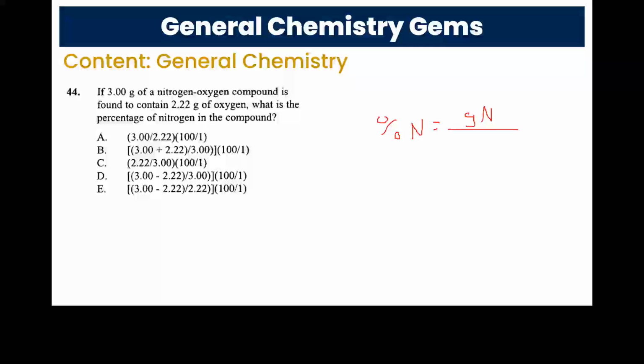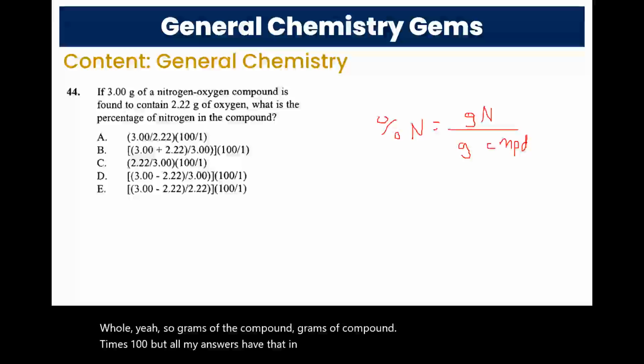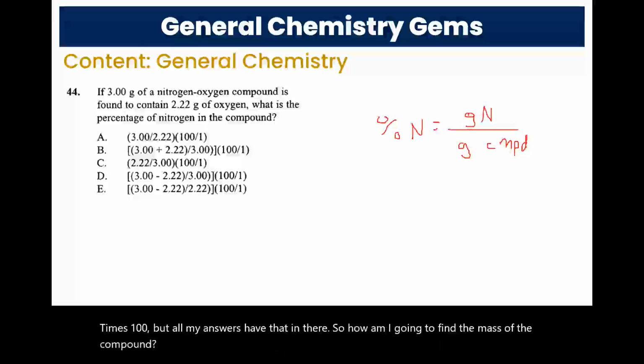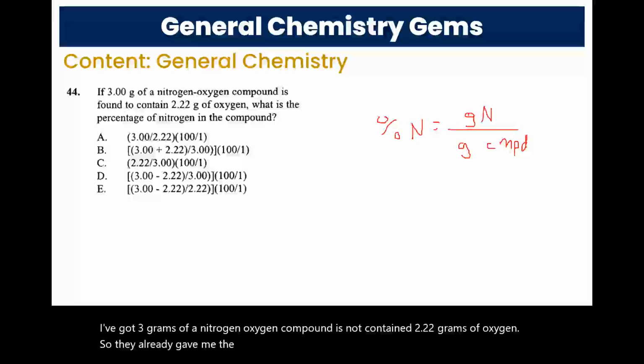What are all percents, by the way? Part out of the whole. Yeah, so grams of the compound. Grams of compound times 100, but all my answers have that in there. So how am I going to find the mass of the compound? I've got 3 grams of a nitrogen oxygen compound. It's found to contain 2.22 grams of oxygen. So they already gave me the whole. The 3 should be where in my calculation?